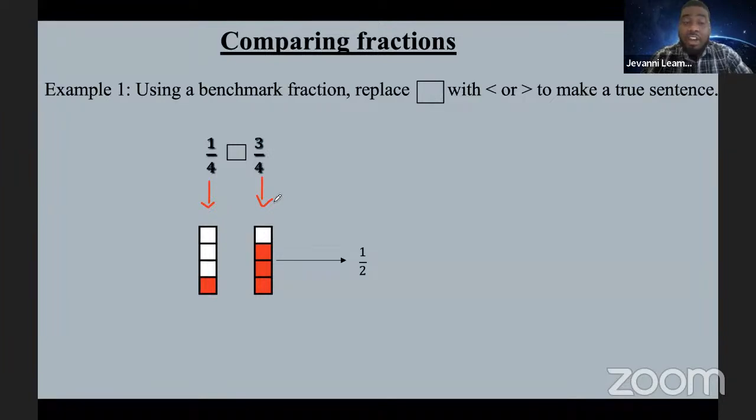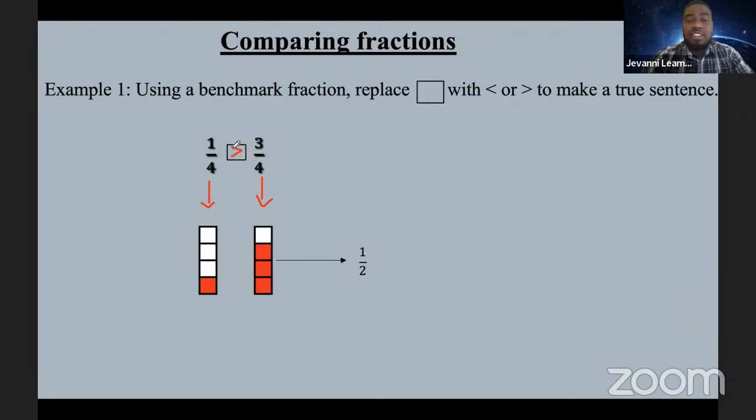3/4. All right, 3/4 is greater. But should I now put the greater than sign right here? Should I say is 1/4 greater than 3/4? Is that what you say? Yes or no? Yeah. No.